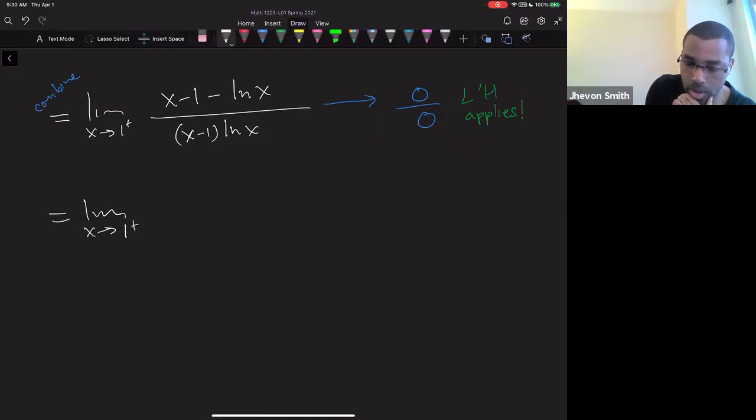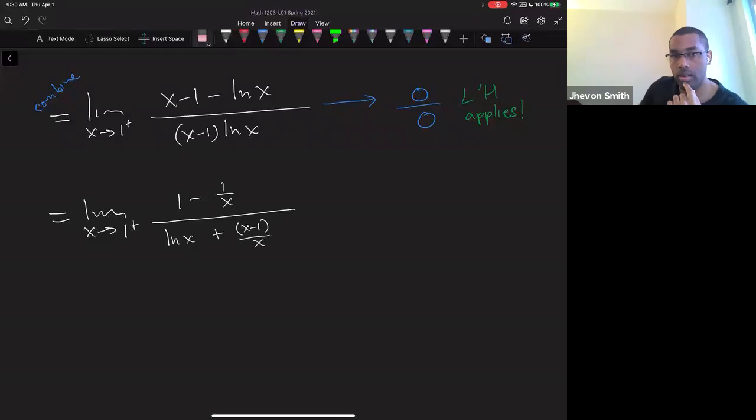Differentiate the top. I would get 1 minus 1 over x. Differentiate the bottom. I would need the product rule. It's going to be ln x plus x minus 1 over x. Right? I applied L'Hopital's here. Took it to the hospital. Where I applied product rule in the denominator. Now, do we do the check again?